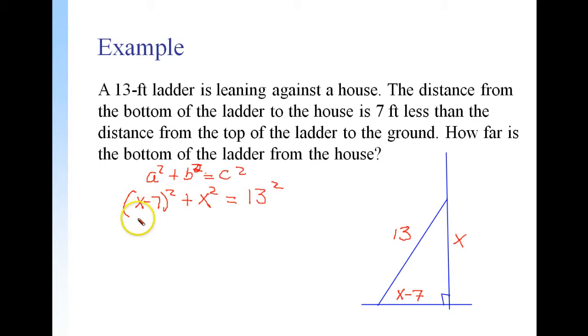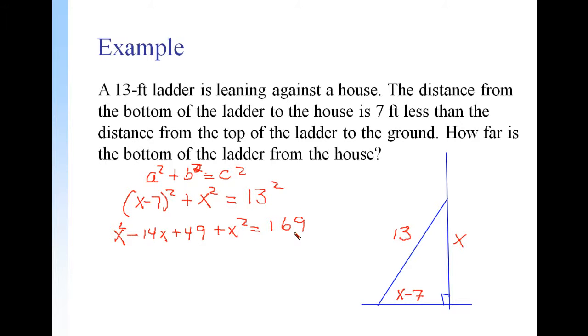So let's just do this. We're going to use that special technique of squaring a binomial. Square the first term, multiply these, double it, and square the last term. Plus x squared. Now 13 squared is 169.